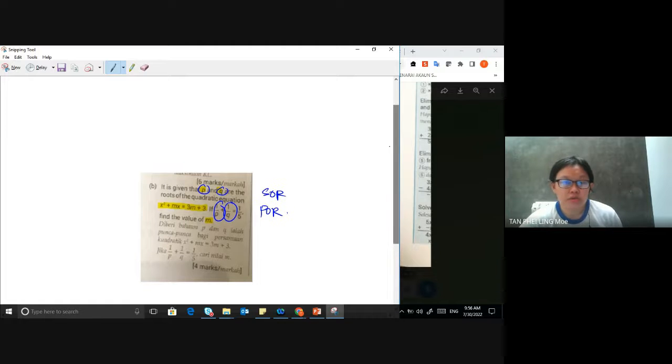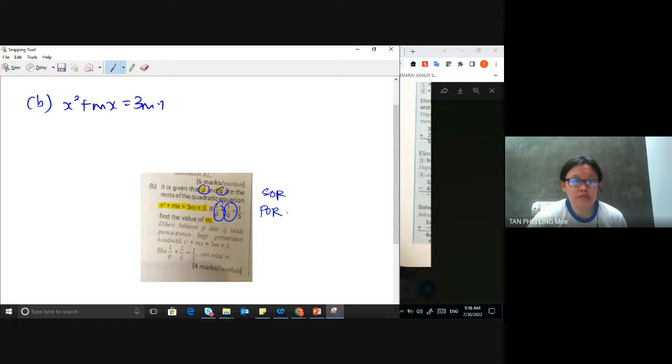Okay, so let's start by solving here. X squared plus mx equals 3m plus 3. So I'm teaching you the way how to identify the keyword so that from there you relate to the corresponding idea. A lot of you are stuck at this very first step. That's why you couldn't continue.